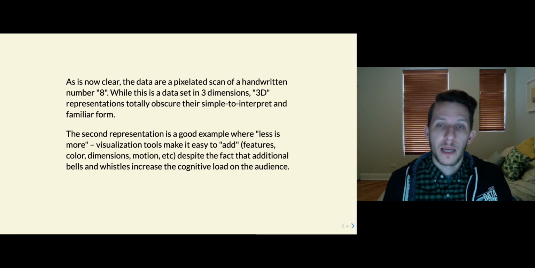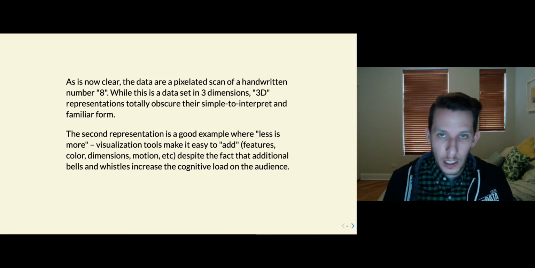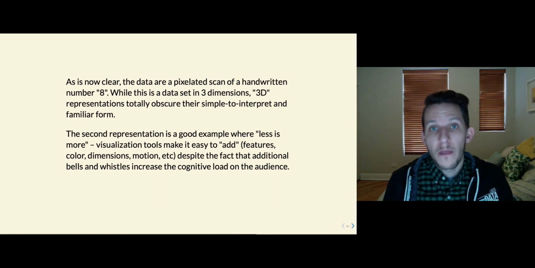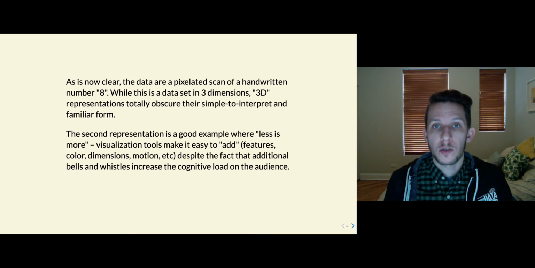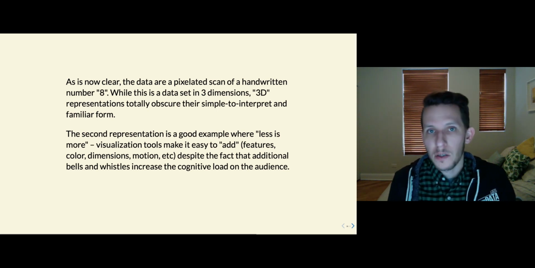And despite the fact that it's very easy to add all of these different bells and whistles, as more and more information is being layered onto individual visualizations, that increases the cognitive load of your audience. And to the extent that it's possible, you always want to minimize the cognitive load while still managing to tell a good story.